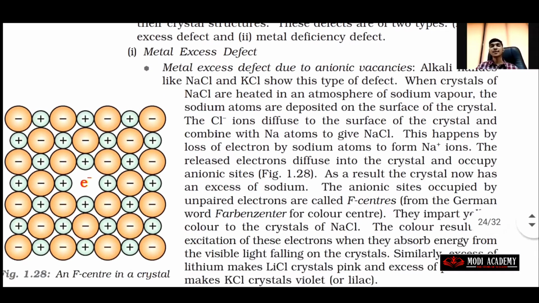Now the metal excess defect. Metal excess defect due to anionic vacancy means that if anionic vacancies are created, it is known as a metal excess defect. Alkali halides are NaCl and KCl. This type of defect occurs when crystals of NaCl are heated in an atmosphere of sodium vapor. When common salt is heated in sodium vapor, with a higher concentration of sodium, the NaCl crystal gets stuck with a sodium vapor atom.